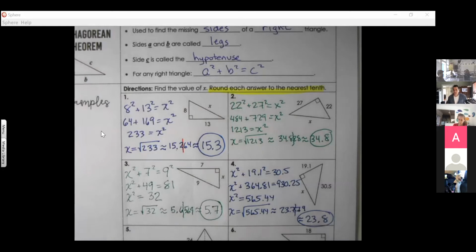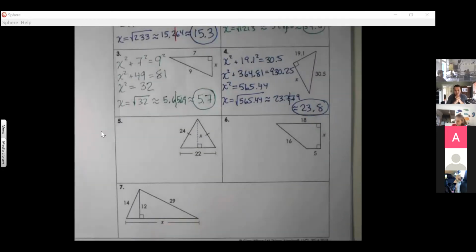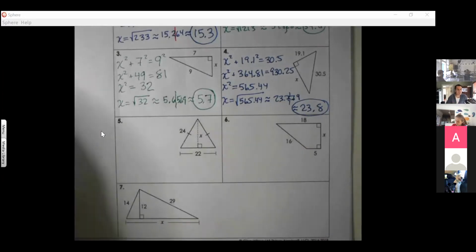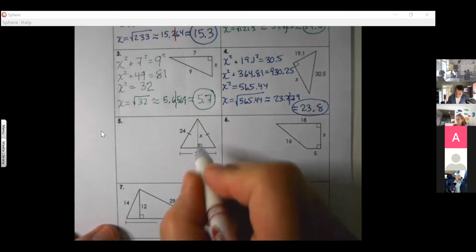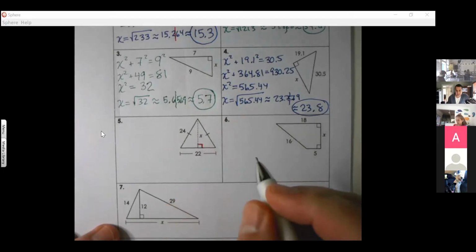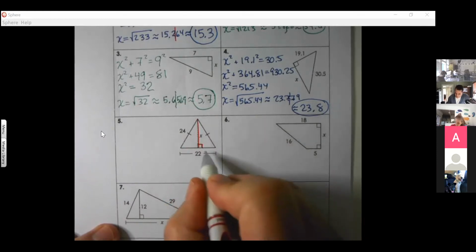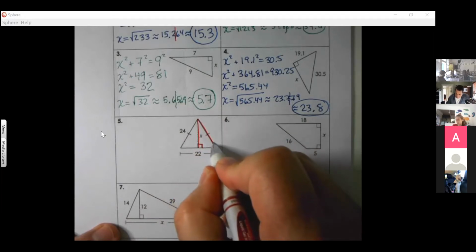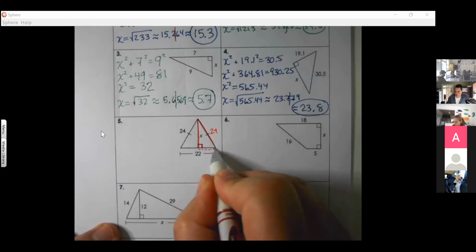Okay, so what about these next two, 5 and 6? They aren't really so much right triangles, so it's a little bit more challenging. But we need a right triangle. The only way we can use the Pythagorean theorem is if we have a right triangle. So here's a right angle. And this is the side I'm looking for, which is part of it. So that makes sense. I know that this, because it's marked as equal to that, is also 24. But my question is, how big is that?